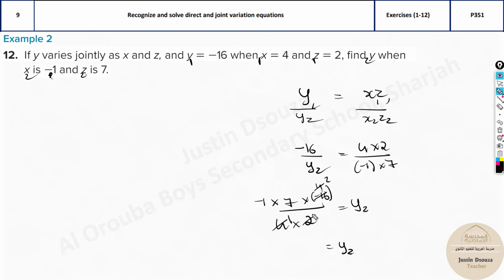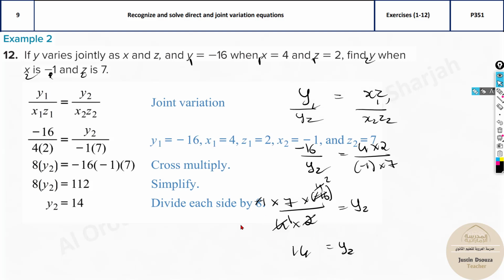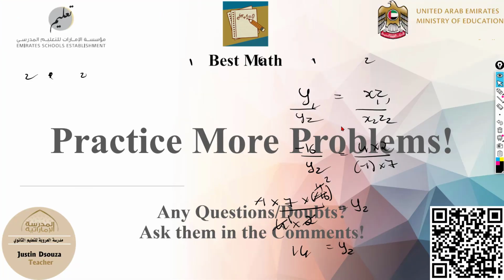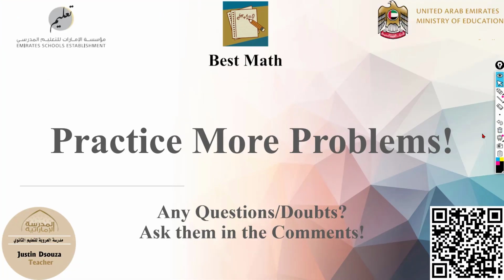Okay. And now what about the signs? Now here you can see there's a minus sign, right? And this minus sign cancels, it becomes positive. So 7 times 2 is 14. The answer must be 14. Very straightforward. If you're getting confused over here, just put this entire thing in the calculator and you will directly get the answer. So that is how we solve joint and direct variation problems.